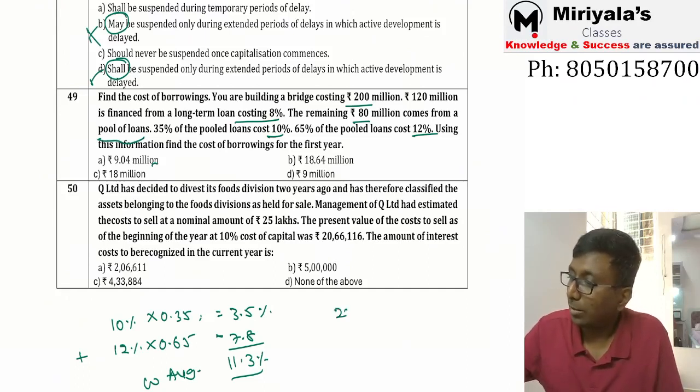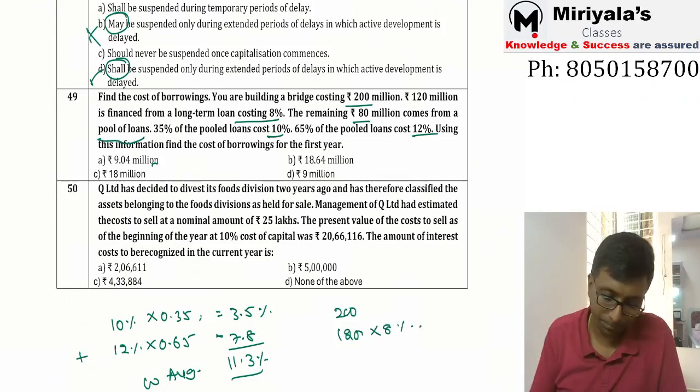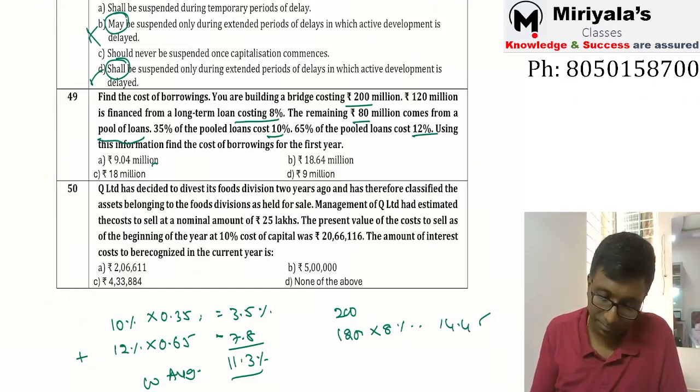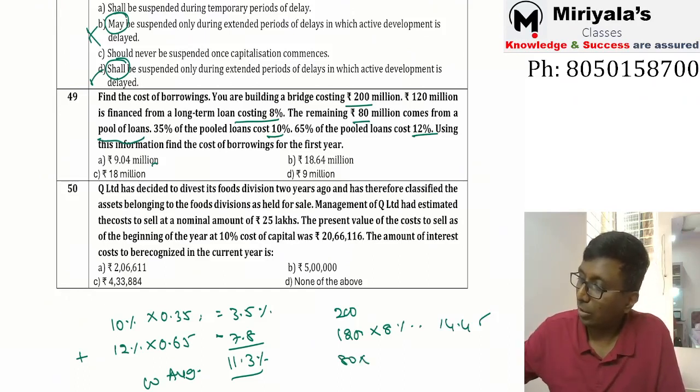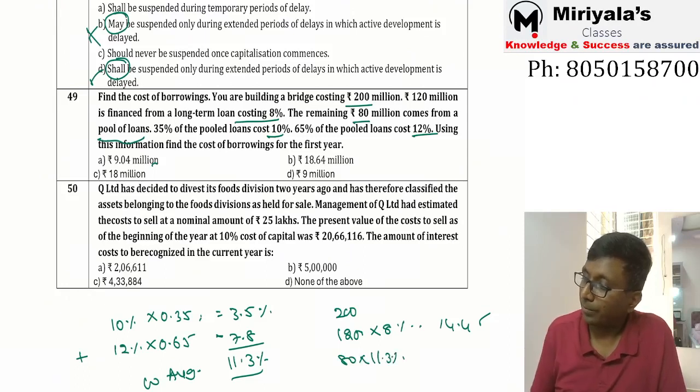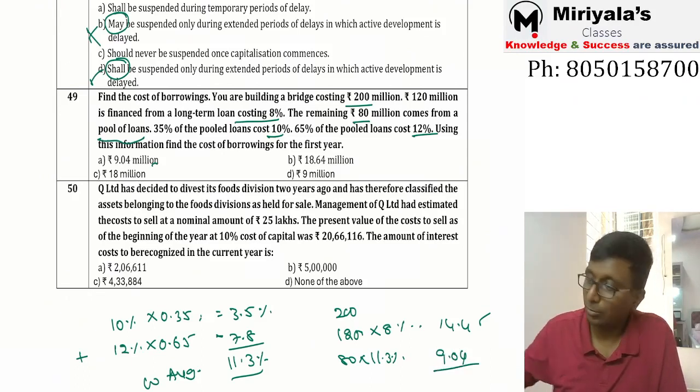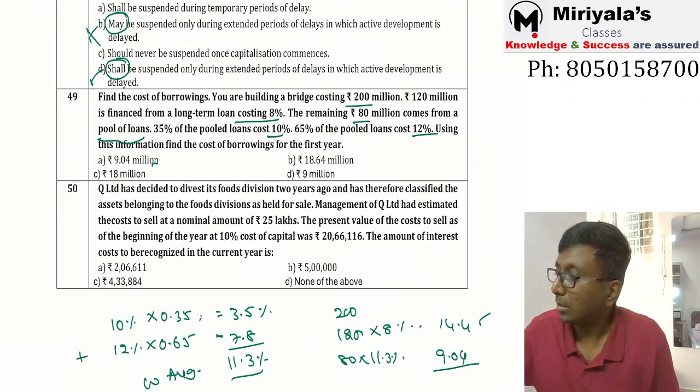Yes, out of 200, what did you do? You did a specific borrowing of 180. 180 into 8 percent will come to 14.4 lakh rupees capitalization straight. And 80 into 11.3 percent you are supposed to apply. Correct. Apply 80 into 11.3 percent. If I apply, 9.04 will come. Yeah, 9.04 plus 14.4 will come to 23.44. Correct. 23.44 will come. Right. Hold on.